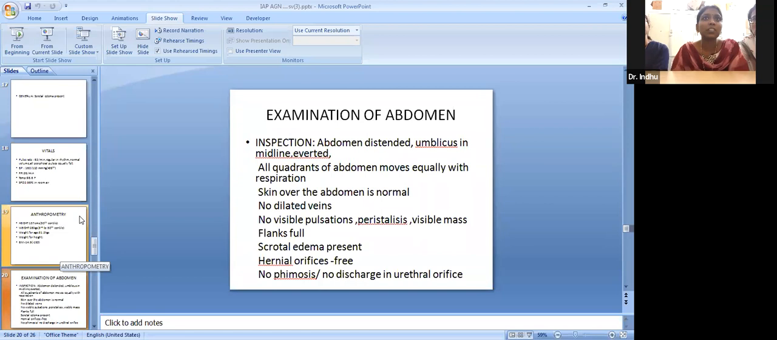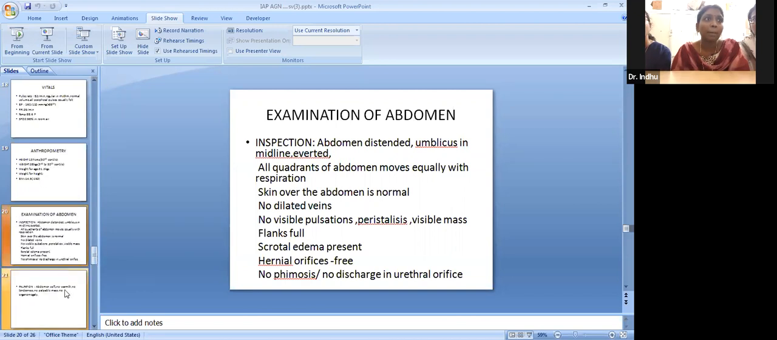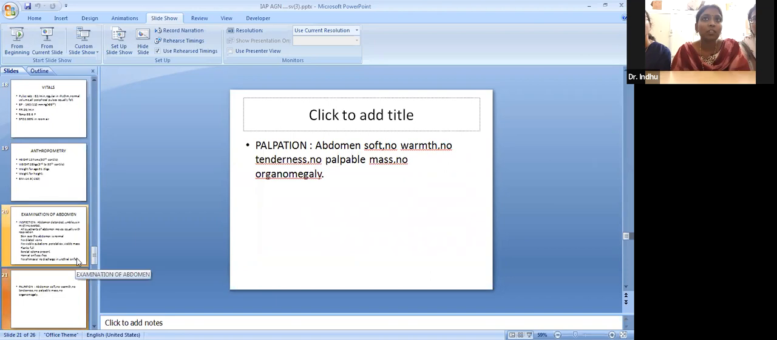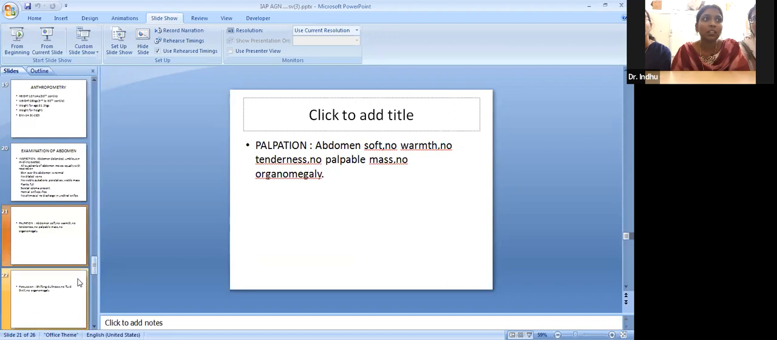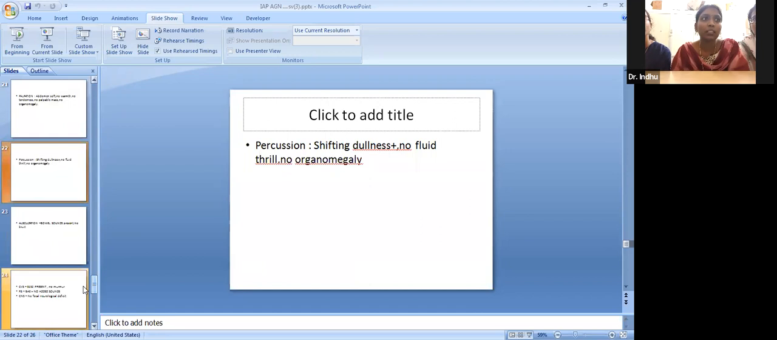Examination of abdomen, inspection: abdomen distended, umbilicus in midline inverted, all quadrants of abdomen move equally with respiration, skin over the abdomen is normal, no dilated veins, no visible pulsation, peristalsis or visible mass, flanks full, pedal edema present, hernial orifice is free, no phimosis, no discharge in the urethral orifice. Palpation: abdomen soft, no warmth, no tenderness, no palpable mass, no organomegaly. Percussion: shifting dullness present, no fluid thrill, no organomegaly.